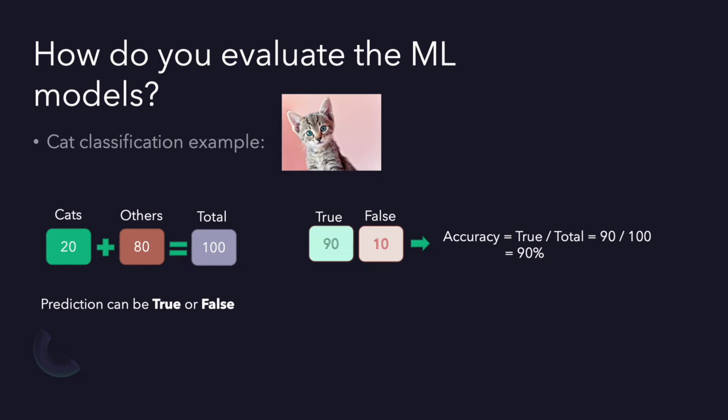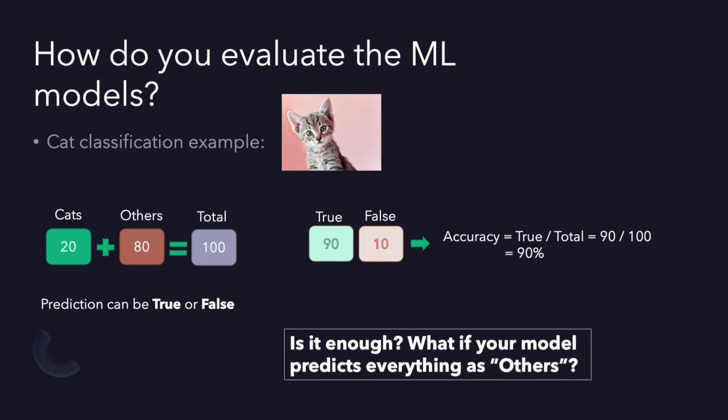Okay, let's continue. In our example, we have 100 images of data for test. 20 of them are cat images and the others are, let's say, non-cat animals. Our model will try to predict each image. The result can be true or false. After an experiment, if I say your model predicted 90 images as true and 10 images as false, you can say that my model's accuracy is 90%. You can divide the true score by the total. Is it enough to evaluate the model?